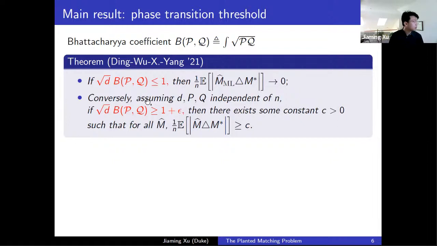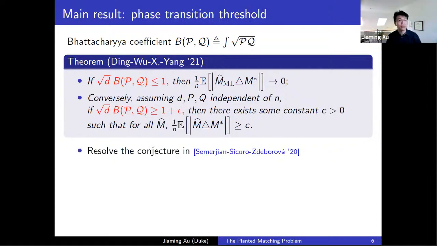On the other hand, if we further assume the model parameters D, P, Q are independent of n, then if the square root of the average degree times the Bhattacharyya coefficient is bigger than or equal to 1 plus epsilon, then for any estimator, the reconstruction error is lower bounded by some positive constant. In other words, in terms of whether you have vanishing reconstruction error, the sharp threshold is given by the square root of D times the Bhattacharyya coefficient equal to 1. I should also mention that epsilon here can be an arbitrarily small constant. This in particular resolves the previous conjecture in the previous work.